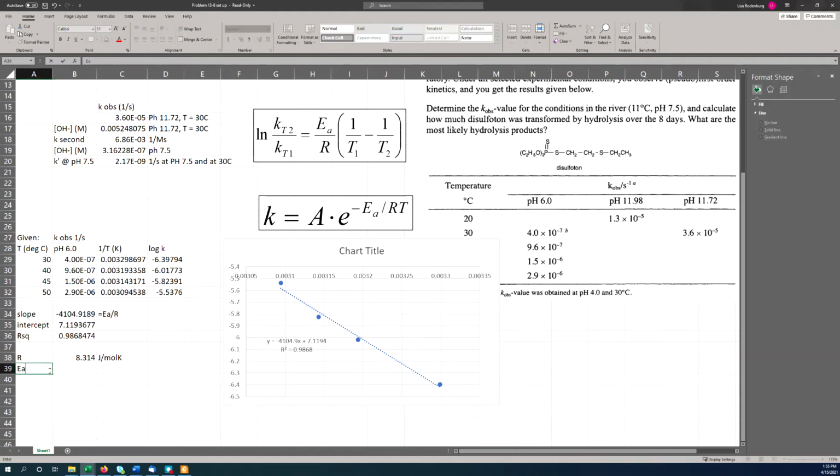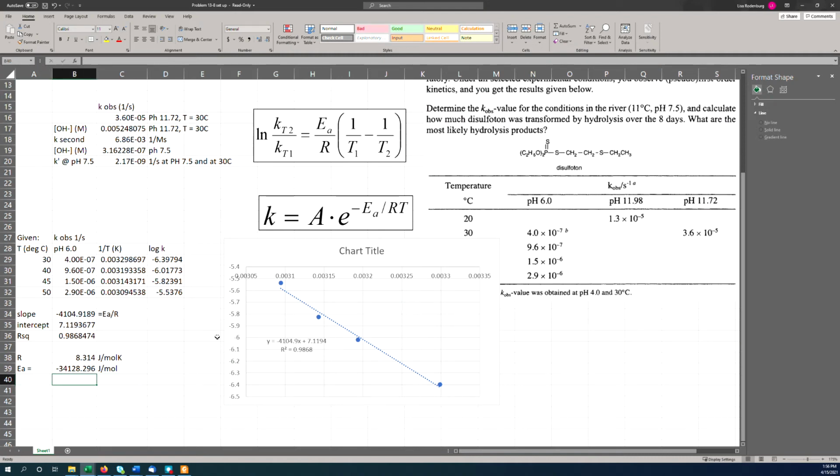So Ea is going to be equal to the slope times R. Boom, okay? And so now, because this was already in 1 over K, we're going to have units of joules per mole, right? So that's good. Don't worry about the sign. Signs are really not very important here in terms of activation energies and stuff.